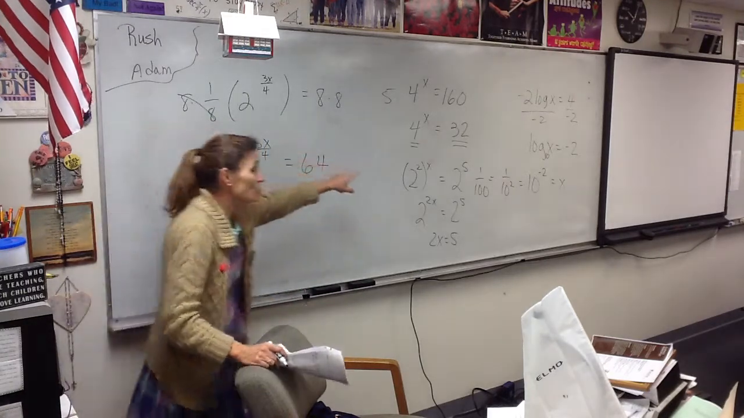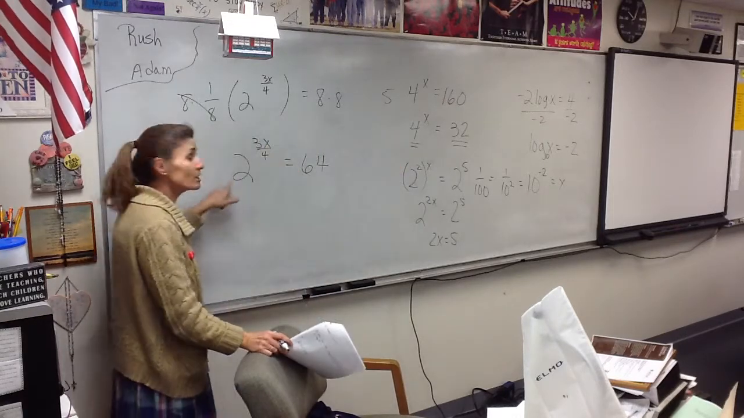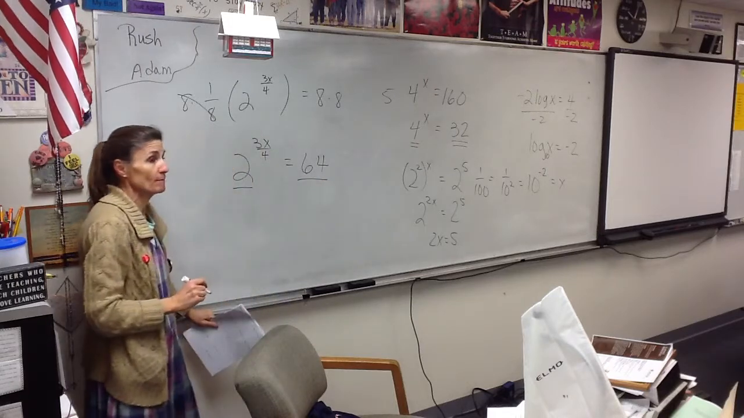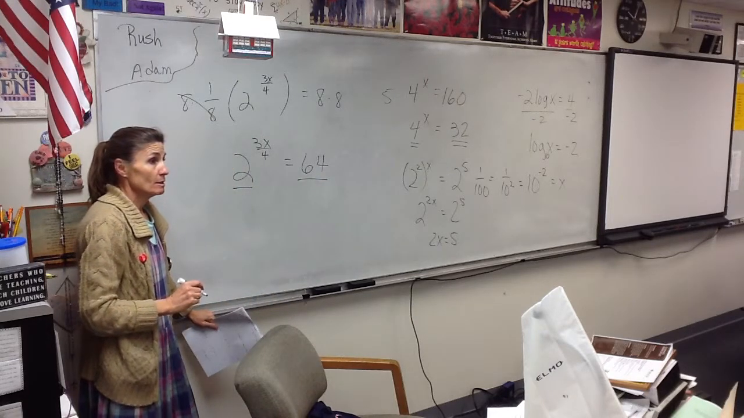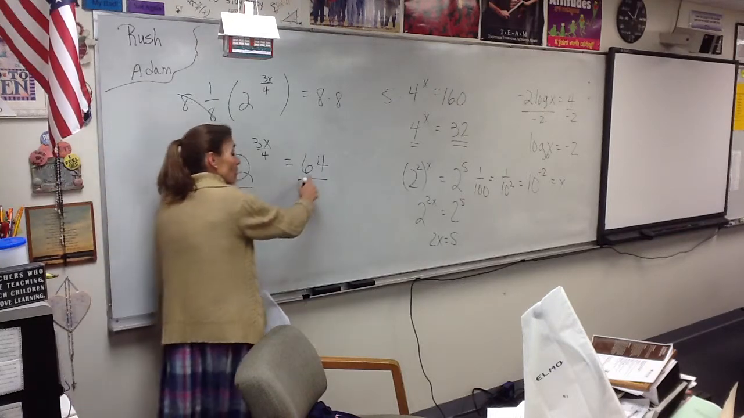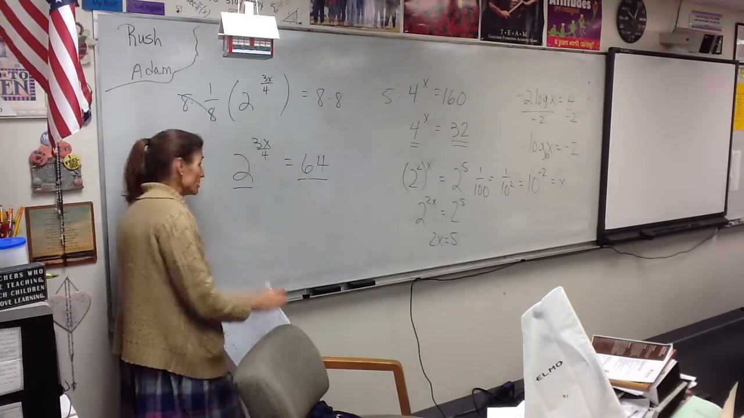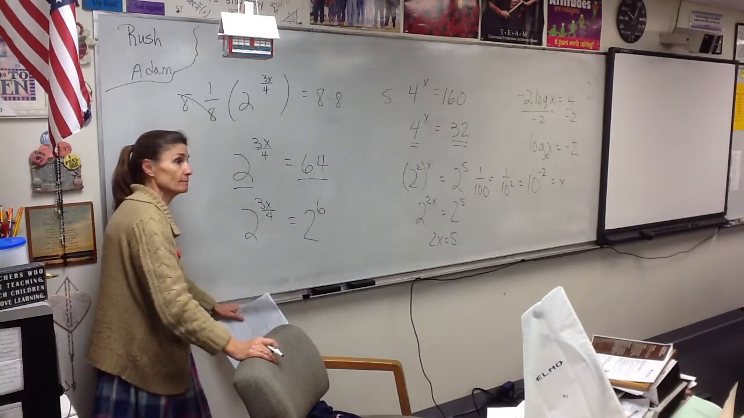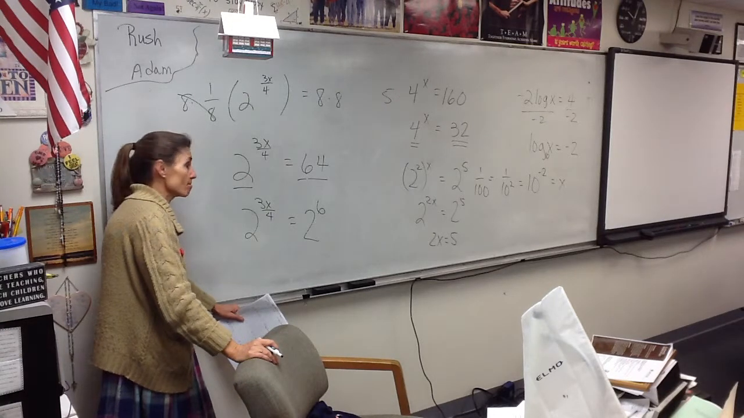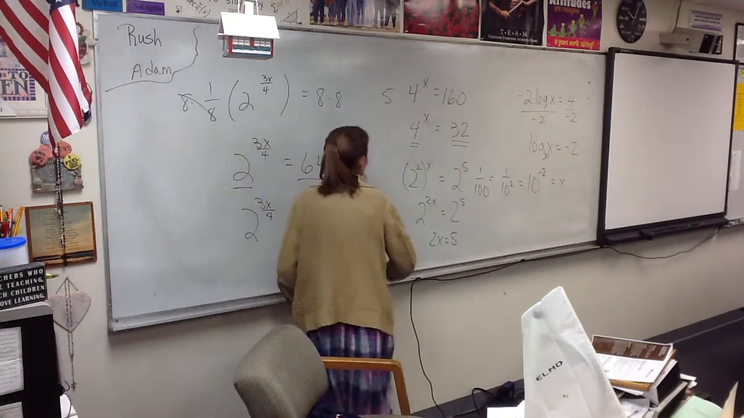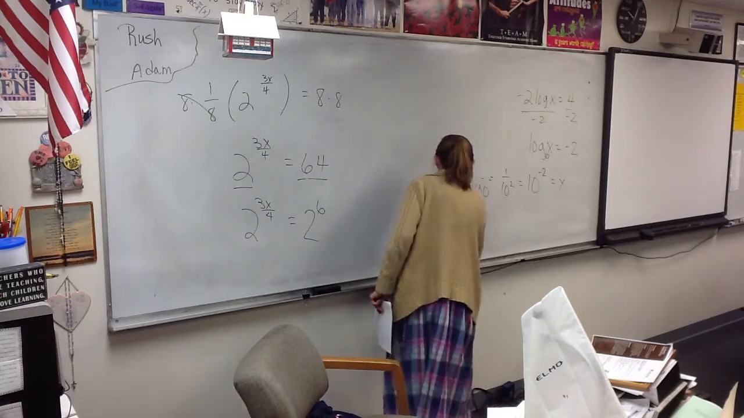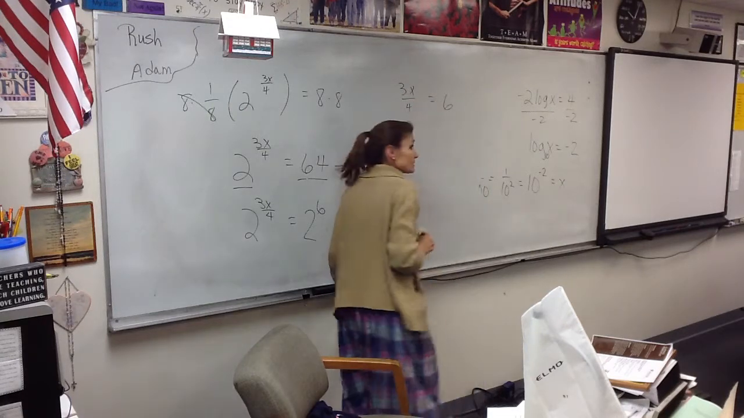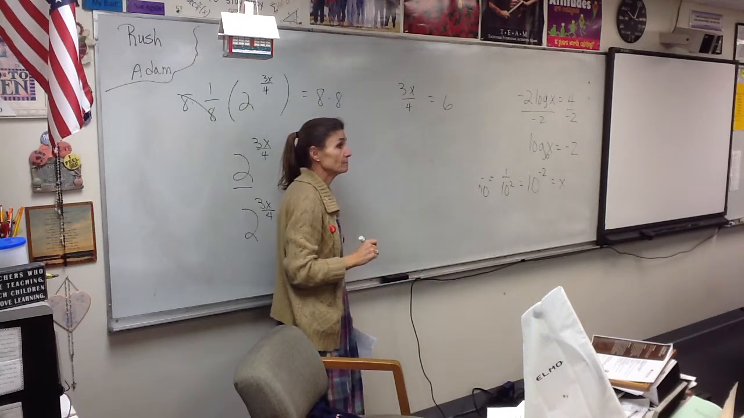Now we're right back to where we were here, guys. You're gonna solve this without a calculator. You have to be able to make those two numbers match. There's not much you can do with 2, but what about 64? 2 to the 6th. So 2 to the 3x over 4 equals 2 to the 6th. Cross out the 2. So 3x over 4 equals 6. What do you want to do to solve that?